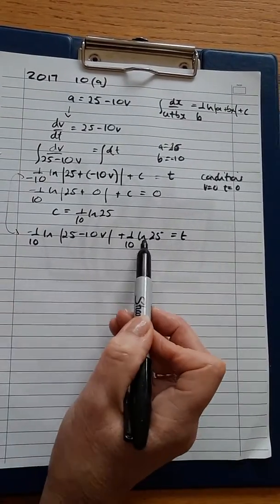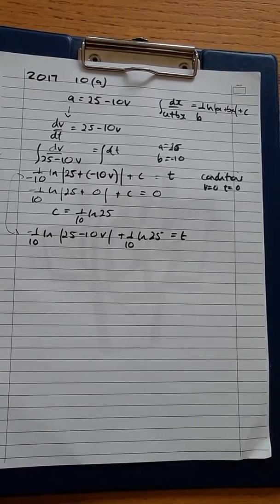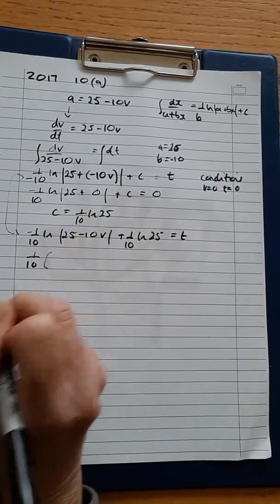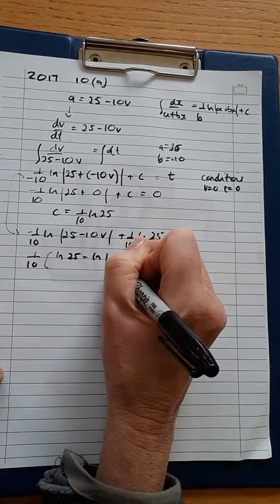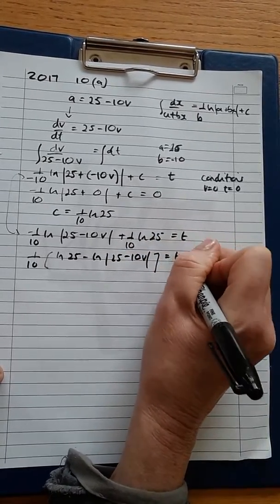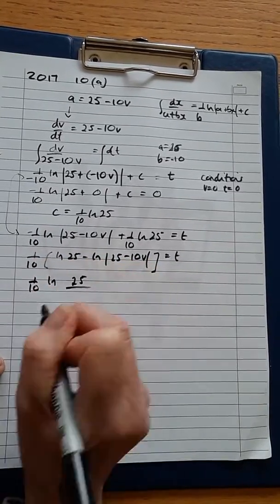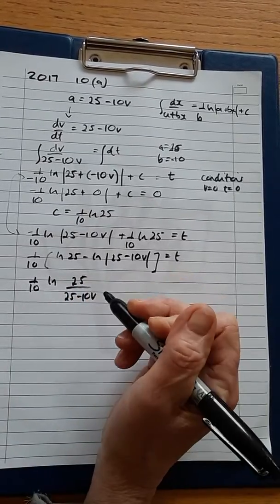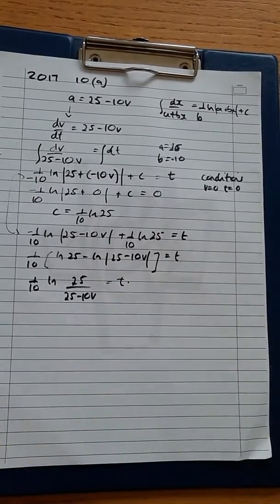Now you can see that these are ln's, they're subtracted from each other. So remember, when you subtract ln's, you can divide them. So I'll take out that 1/10 because it's common to both, and I'll have the ln of 25 minus the ln of 25 minus 10v, that's equal to t. So I can write this as 1/10 the ln of 25 over 25 minus 10v. So that's equal to t. Okay, so that's fair enough.